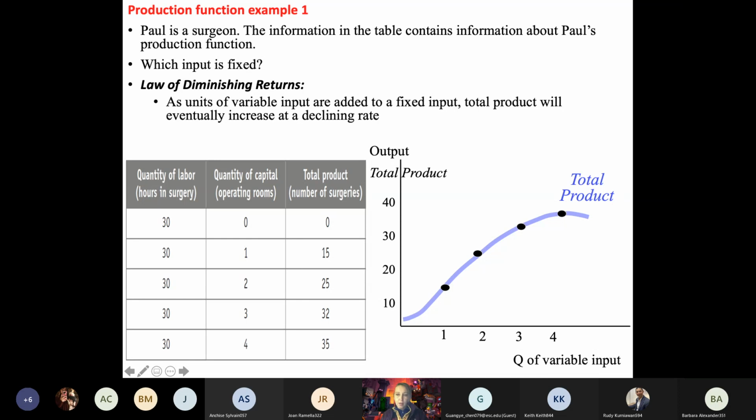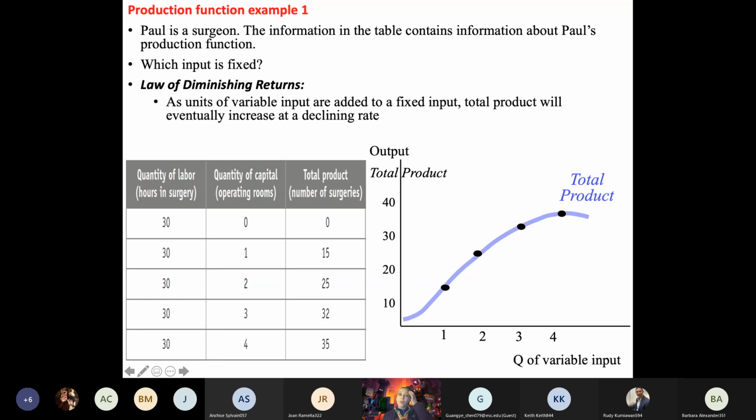On the graph, we have the number of capital, the variable resource, varying 1, 2, 3, 4, and the corresponding output that increases from 0 to 15. 15 is right here somewhere. 25, 32. Right, so the graph is drawn pretty much correctly up to 35.